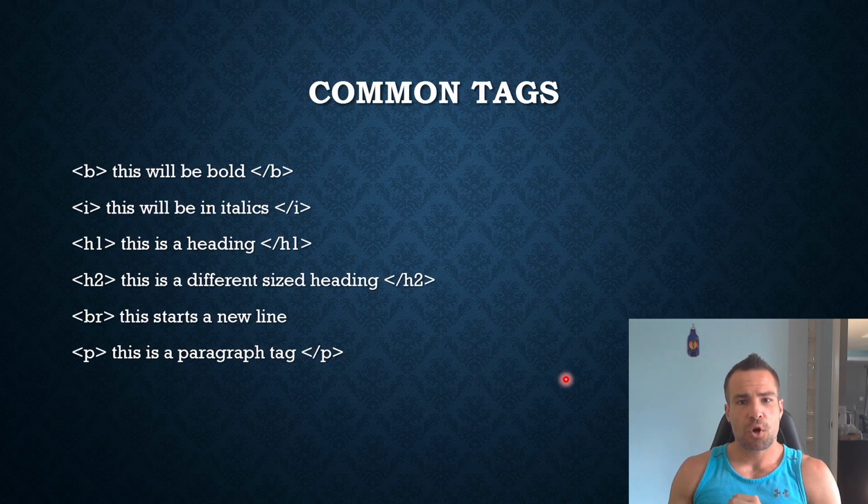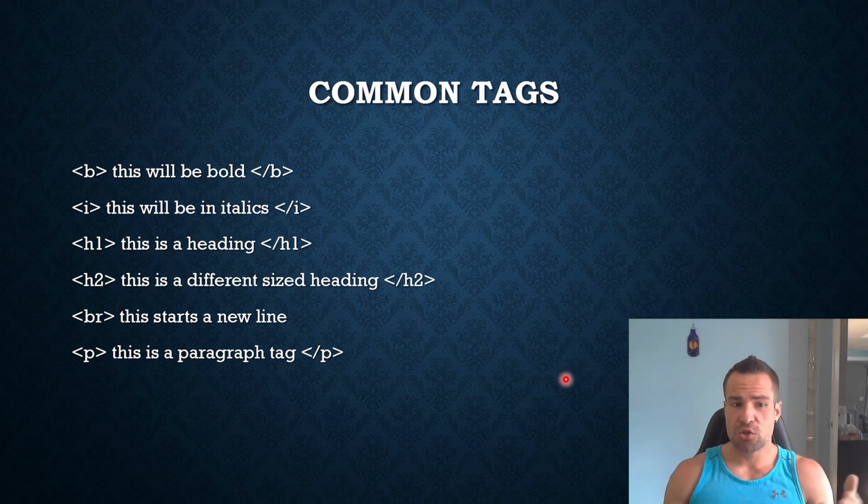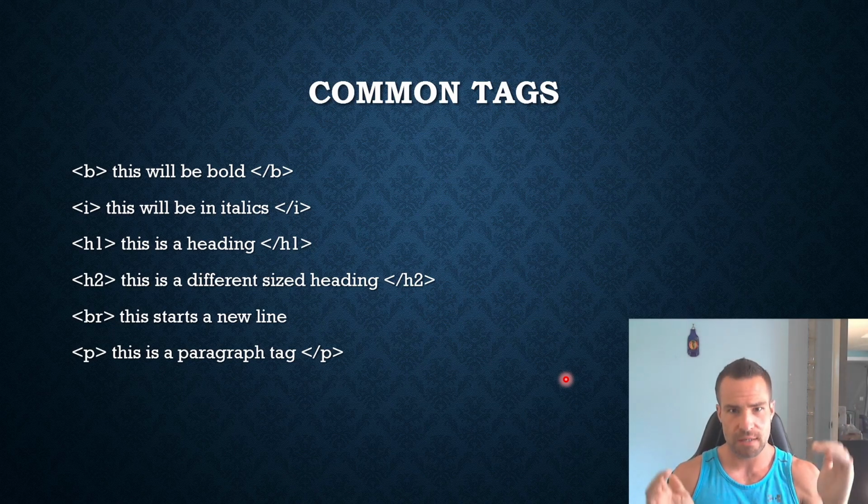So here you can see some common tags that will modify your page. The B is bold, the I is italic, H1 is a heading, H2 is a different size heading. So we're going to test out and see which one's bigger, which one's smaller. BR is that tag that I needed earlier because it was not starting a new line. So BR stands for break, and it starts a new line. P is a paragraph tag. It'll automatically start a new line, and it'll kind of group that content in a paragraph.